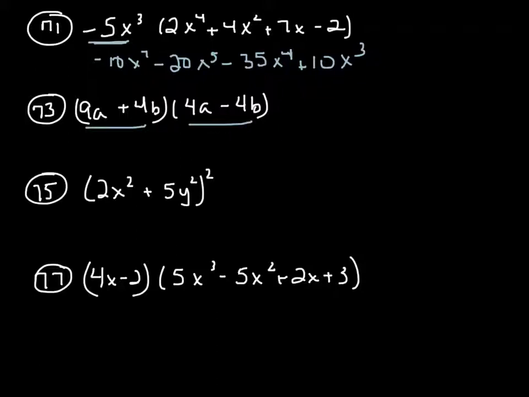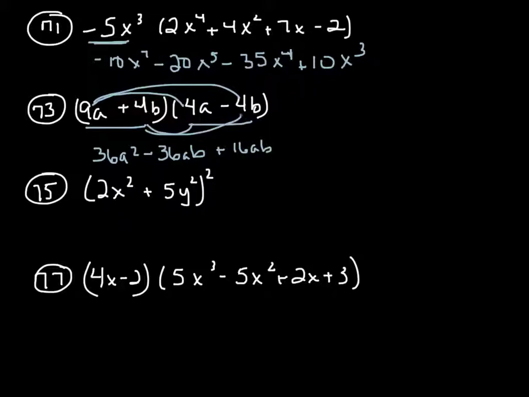You want to FOIL. 9a times 4a would be 36a squared. Outer would be negative 36ab. Inner, plus 16ab. And then last, minus 16b squared. But combining like terms now, we get 36a squared. Negative 36ab and positive 16ab would give me negative 20ab. And then minus 16b squared.